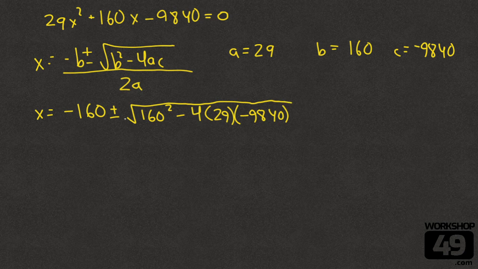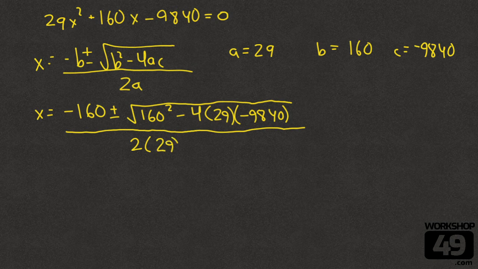Okay, I got that under there. Don't leave terms hanging outside of the square root. It looks sloppy and it's not technically correct. It's okay, we'll get the right answer no matter what. All over 2a, 2 times 29. We're going to work this out.